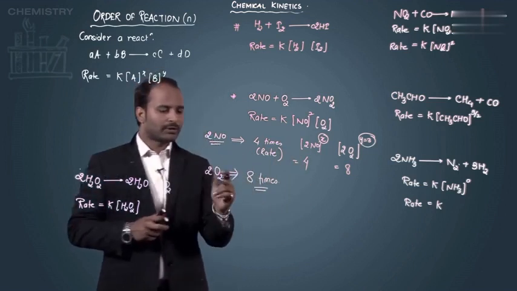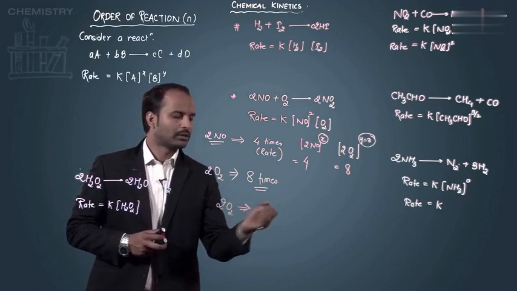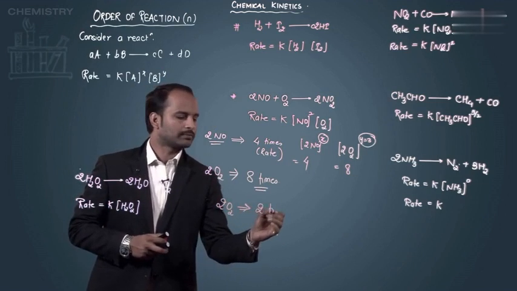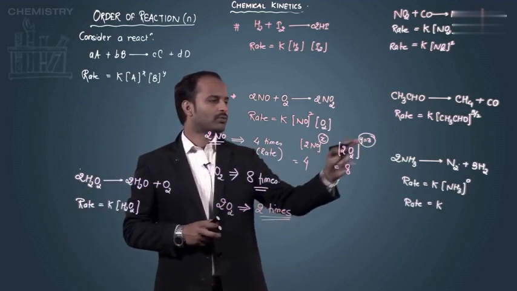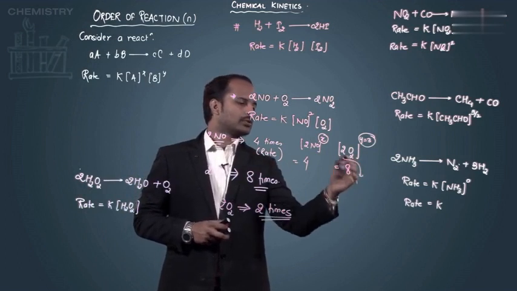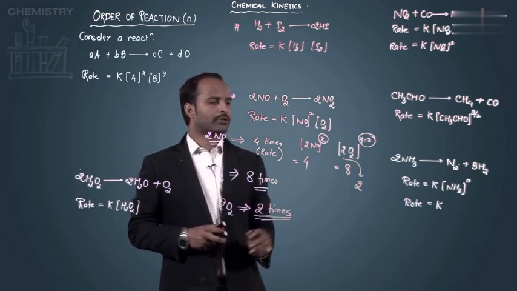For the time being, suppose I am doubling the concentration of O2, means if I double it, the rate of reaction only changes by 2 times. If the reaction changes only by 2 times, I will say the power is 1, because 2 is inside, and when it comes outside, again it is only 2. So the power will be 1.